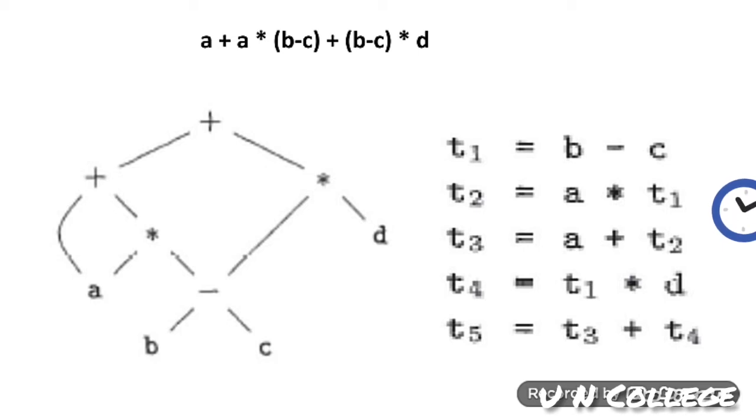Then at T2, here you can see that A into T1 is what we have used. Then next one is T3 equal to A plus T2. As the multiplication operator has higher precedence than plus, first of all we are calculating A into B minus C at the T2 step. Then T3, then at T4, T1 into D. T1 is representing B minus C, and into D. We know that it is the last one, but multiplication has higher precedence, that's why. Then T5 equal to T3 plus T4 in this way.